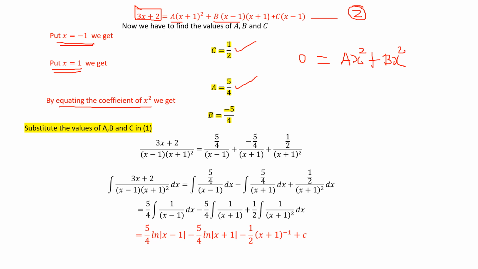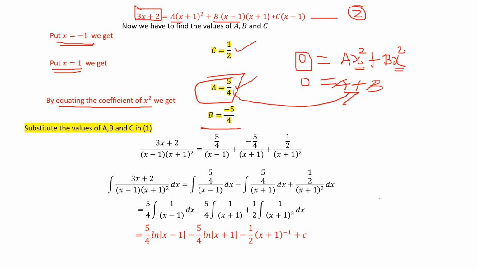So I am going to compare the coefficient of x². As I informed you, there are no x² terms in the left hand side, so we have 0. If you see the right hand side, there will be A and B, so we have A + B. I already know that A equals 5/4, so substitute A equal to 5/4 here. We will get B equal to −5/4.